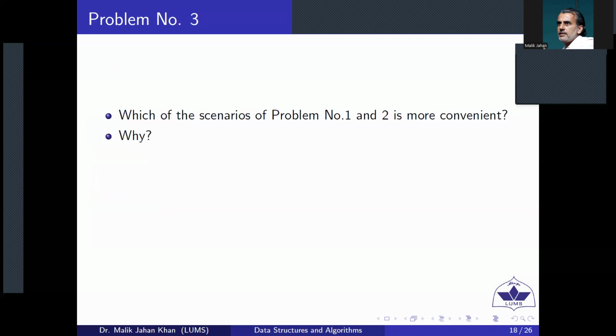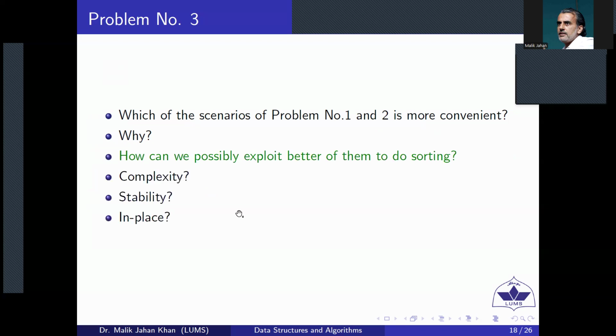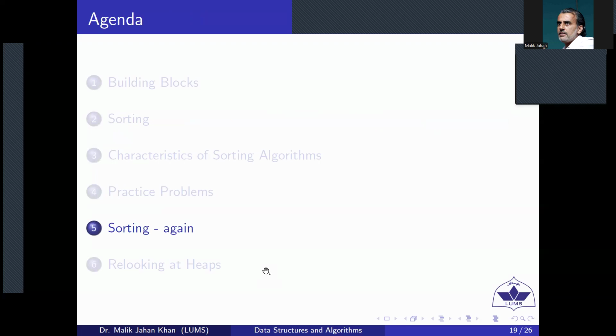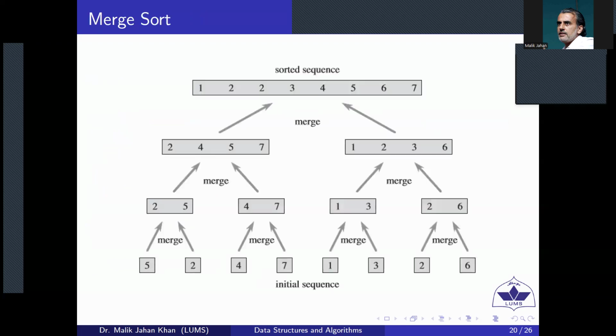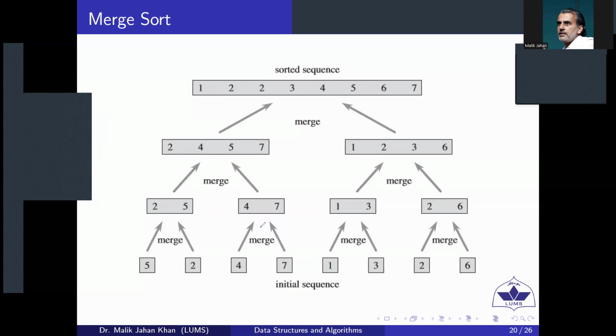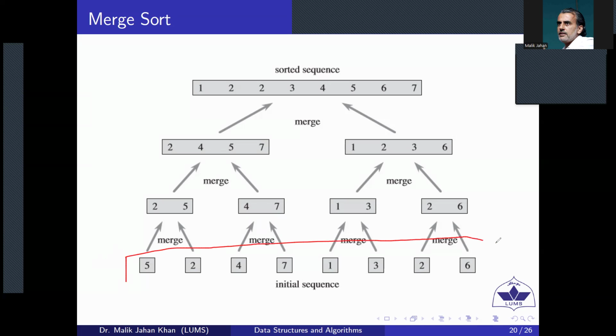We've already seen which one is more convenient, and we have compared their complexities. Okay, so the algorithm is called merge sort. What we do is that the bottom contains the input sequence. The whole input has been given in an arbitrary way. So our inputs are 5, 2, 4, 7, 1, 3, 2, and 6.